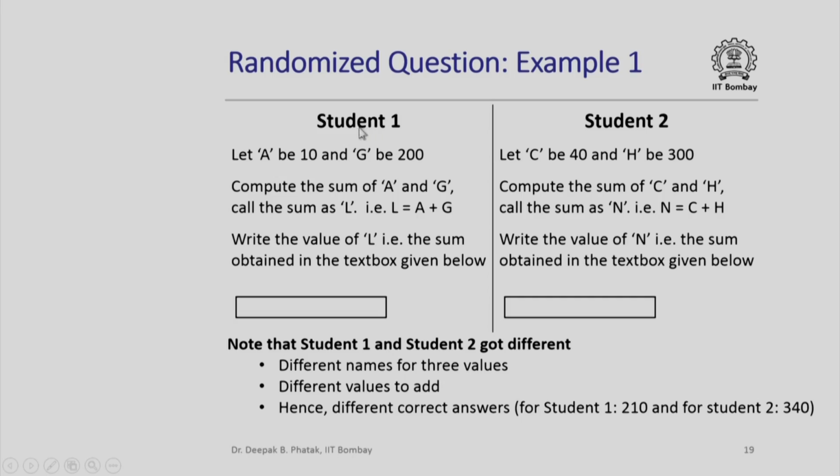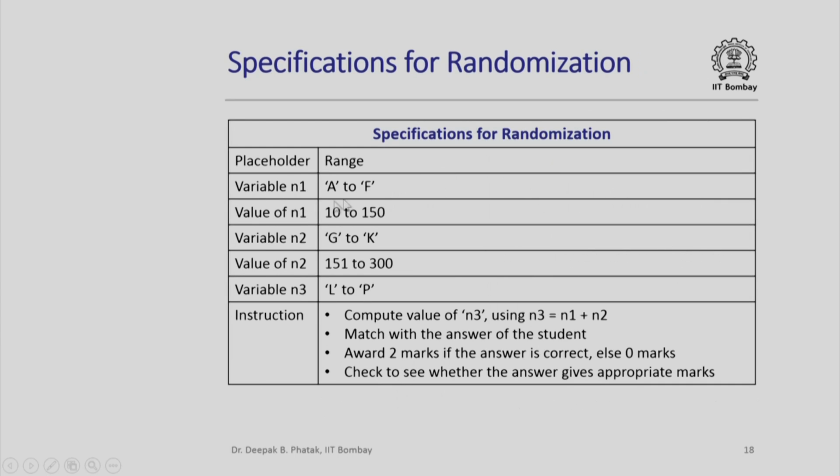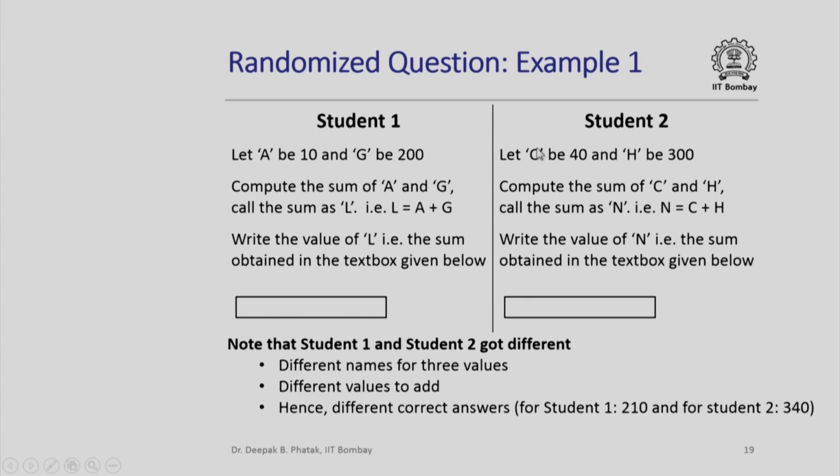So this is what student 1 will get, and this is what student 2 will get. Notice that what we wrote as n1 is appearing as A for student 1 and as C for student 2. Let us go back to the previous slide. You will notice that the range for the symbols has been given as A to F, and the backend has chosen A in one case and C in another case. Similarly, it will make choices randomly for all variables.